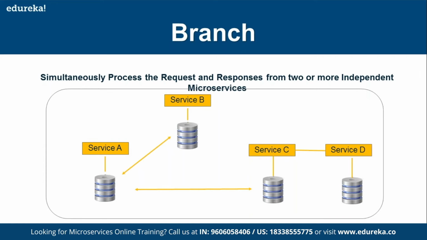So what is the branch? It means you'll maintain the dependency with one or more independent microservices. You say, okay, B is a parent and A is a child, and A will have dependency with C, and then D will be having dependency with C. So these kinds of applications can be implemented using a branch principle. So likewise, you'll be able to deal with these applications in microservices.